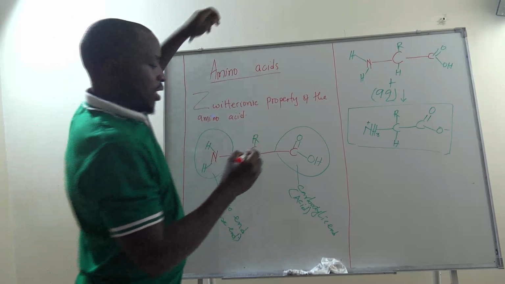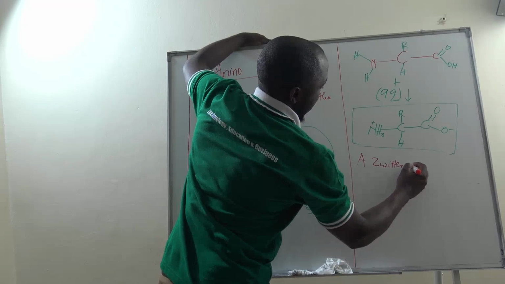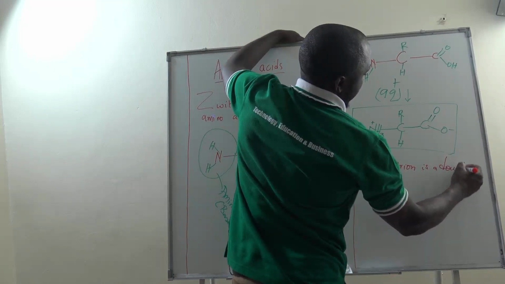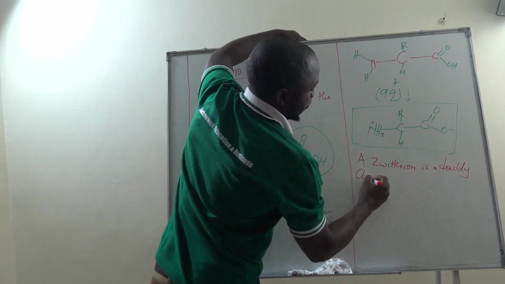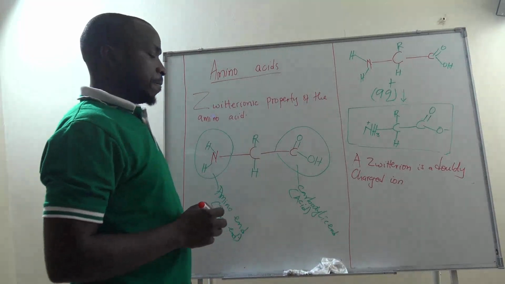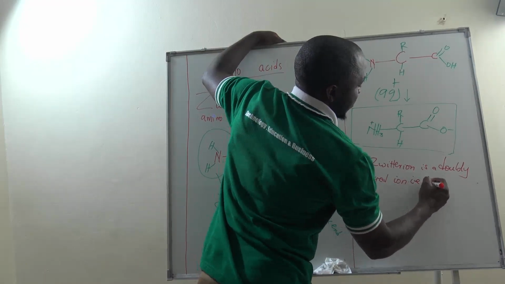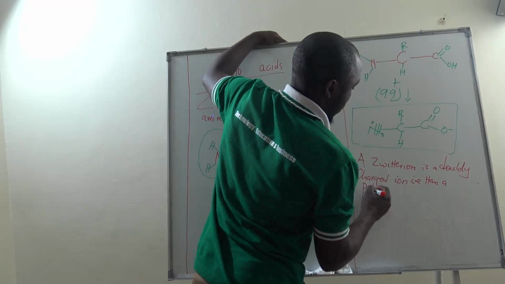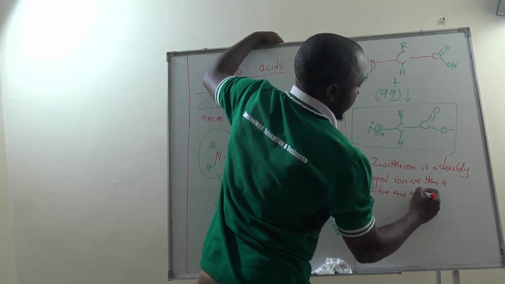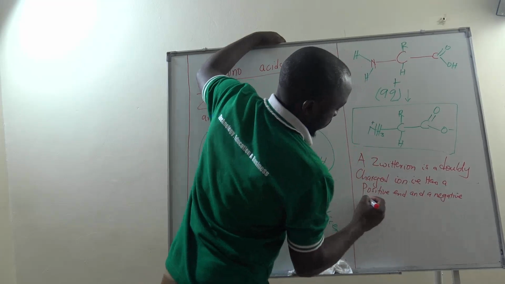So now we can say a Zwitterion is a doubly charged ion, i.e. has a positive end and a negative end.